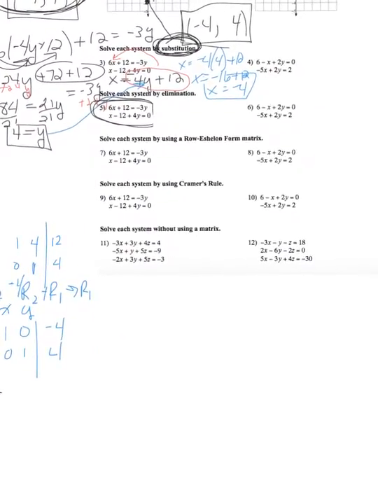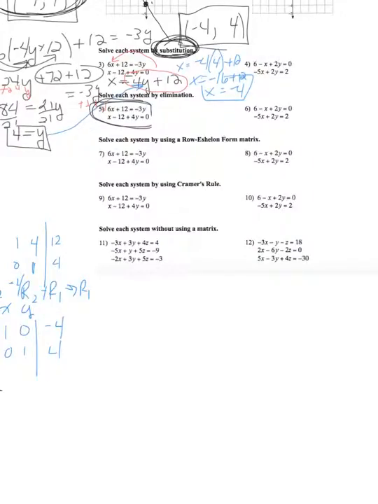Okay, and now number 7, we're up on to number 9, Cramer's rule. Okay, so now we want to be able to do this with Cramer's rule right here. Okay, Cramer's rule says that the x answer is Dx divided by D, and the y answer is Dy divided by D. Okay, so let's take a look at what all that means for number 7.